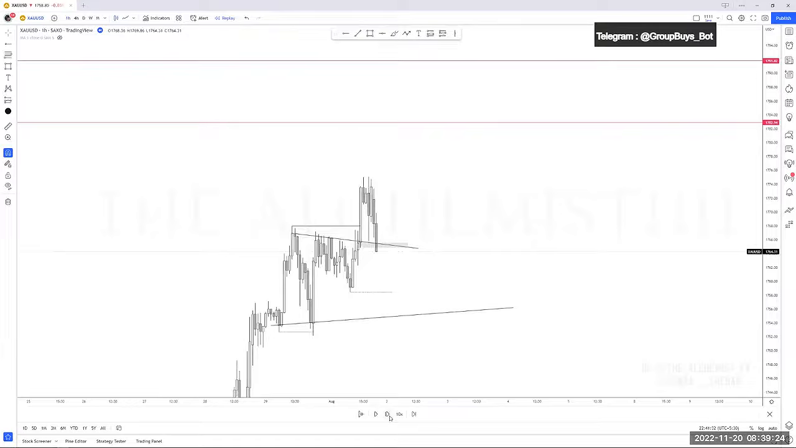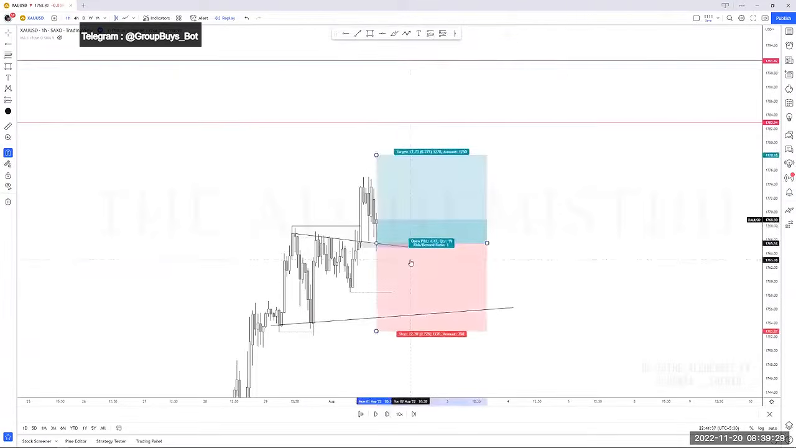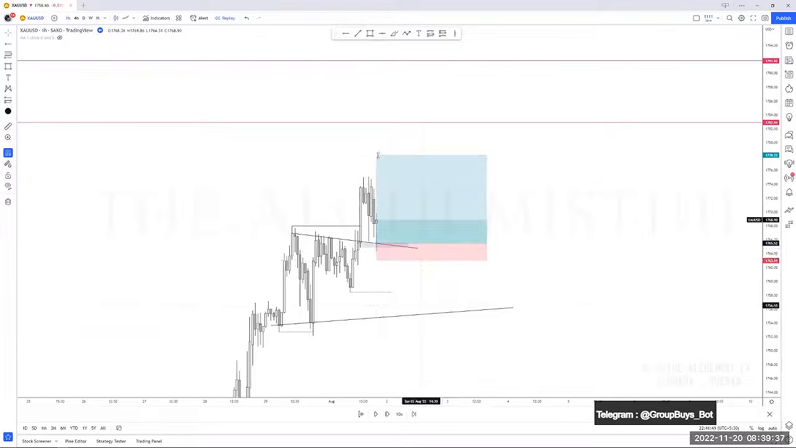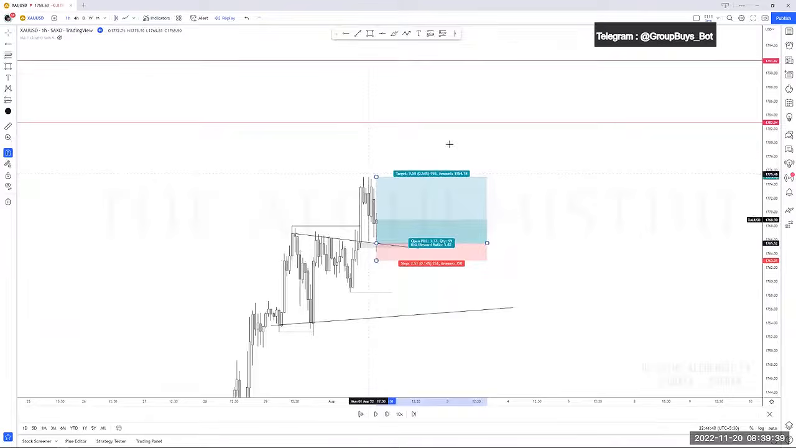There it comes. Okay, taps. Now, if you are buying it here, you can have at least your stop loss here, let's say 25 pips. And then first target will be here.